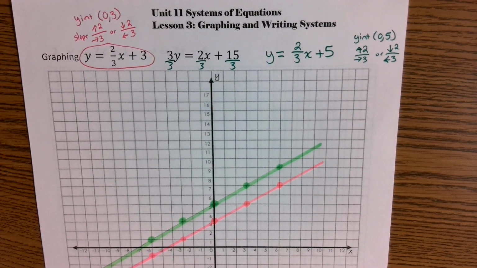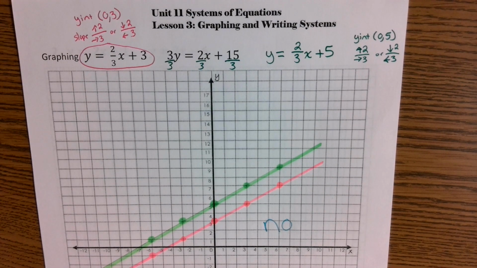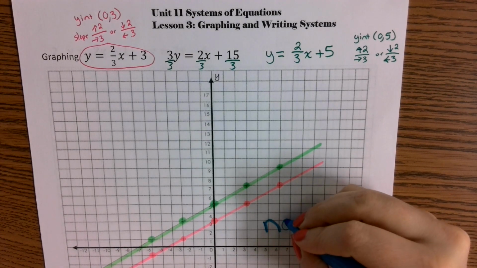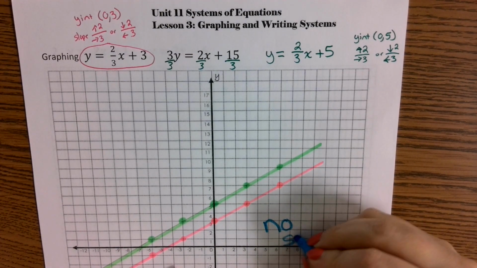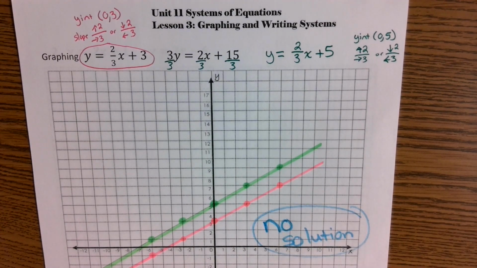So then I need to make sure that I note that this is a no solution, and my blue's running out as well. Whew. You could tell it's getting towards the end of the school year. My pens are running out. Okay, so this is a no solution system.